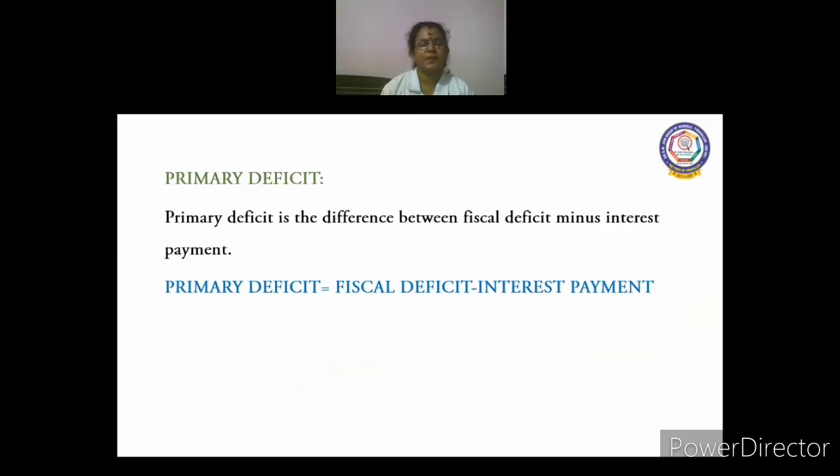The last one is the primary deficit. Primary deficit is the difference between fiscal deficit and interest payment. So it is otherwise primary deficit is equal to fiscal deficit minus interest payment.